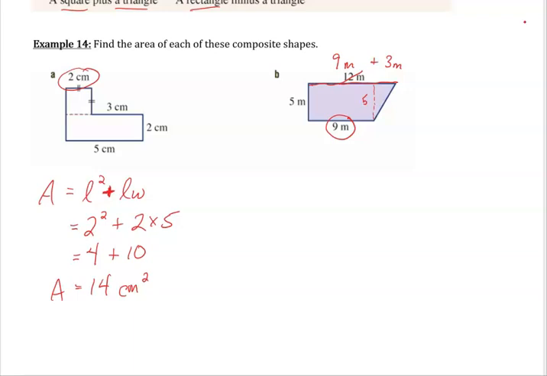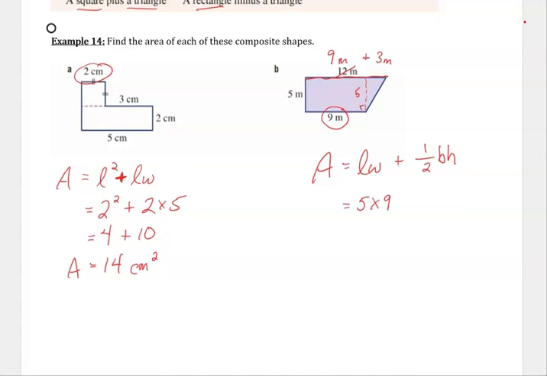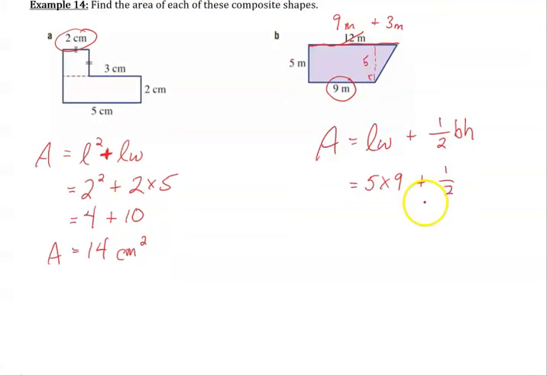And we know that if we have a rectangle at 90 degrees, that's going to work. Length times width is our rectangle, plus what's the area of a triangle? It's 1/2 base times height. So our length times width is our rectangle. That's 5 times 9, or 9 times 5. Plus, what's 1/2? What are the base and the height?